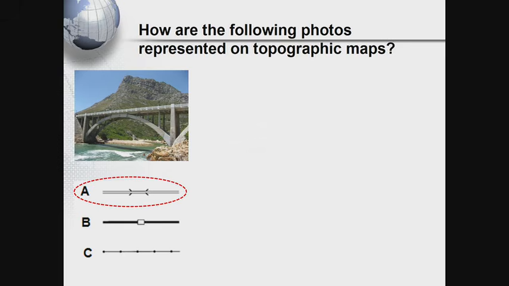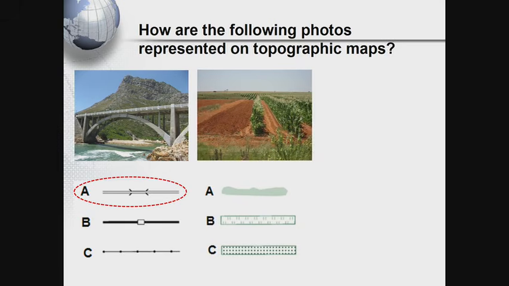Let's look at another one. What do we have here? We've got, looks like a farm to me. There's rows of maize being grown. So this is some sort of cultivation. What is the answer now? A, B, or C? And I'm waiting for answers to come through.